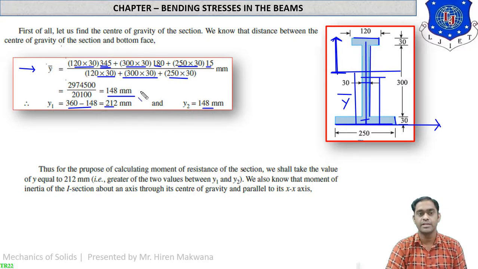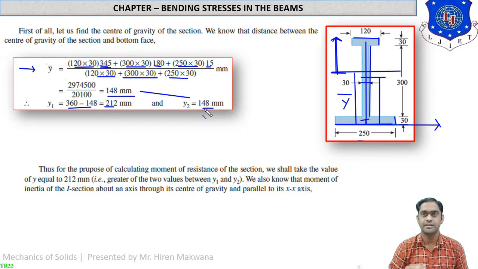And y2 is our y-bar itself, which is the distance of the bottom fiber from the calculated CG, which is 148 mm. So we have calculated the two most important distances, y1 and y2. y1 means the distance of the given CG to the top fiber, and y2 means the distance of the given CG to the bottom fiber.